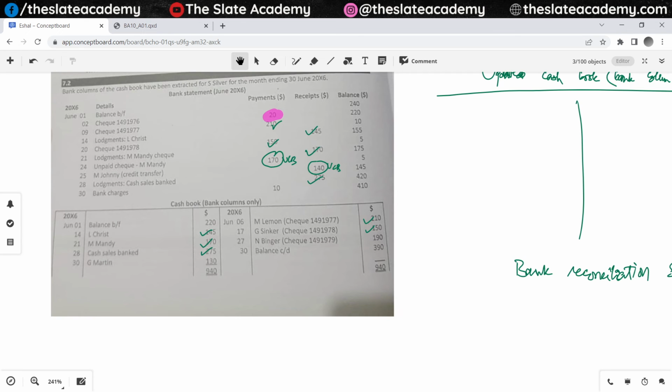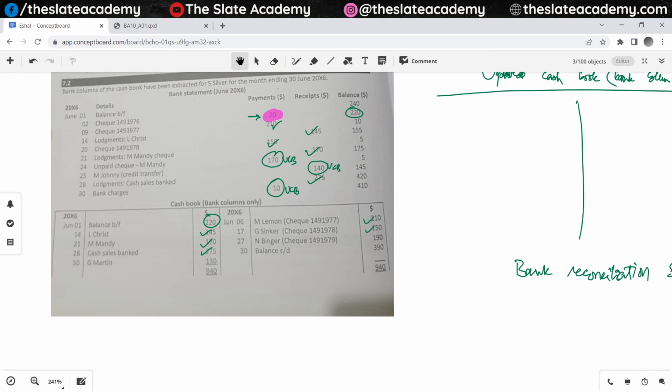This 10 is also not there in updated cash book. We will update it, and this sort of verifies that this was some payment which was made last month and which perhaps got cleared this month, or that person encashed the balance this month. So that brings the total to 220. Okay, and this 220 matches with the opening balance of cash book.